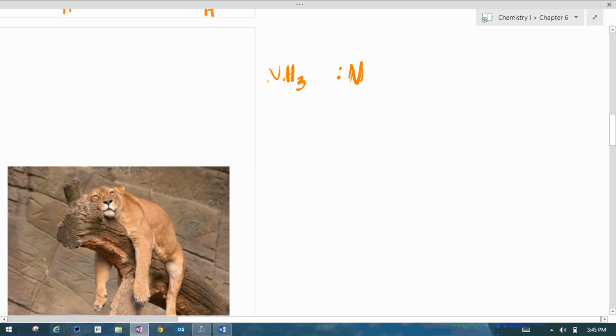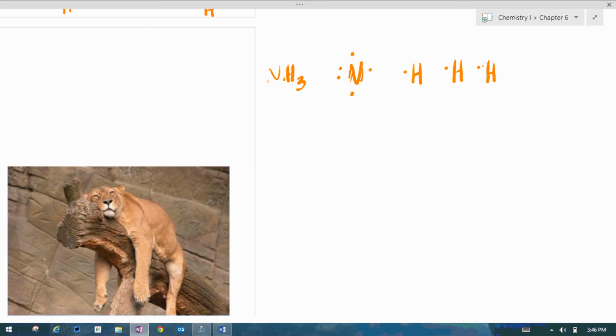So we have nitrogen, which is in group 5. So 1, 2, 3, 4, 5. We have 3 hydrogens, and we know hydrogen has 1 valence electron. Each of them is going to have 1 dot on one side. All right, so now that we have our individual elements, we want to find the central atom, that one atom that's going to be kind of the center of our molecule that everybody else is going to be connected to.